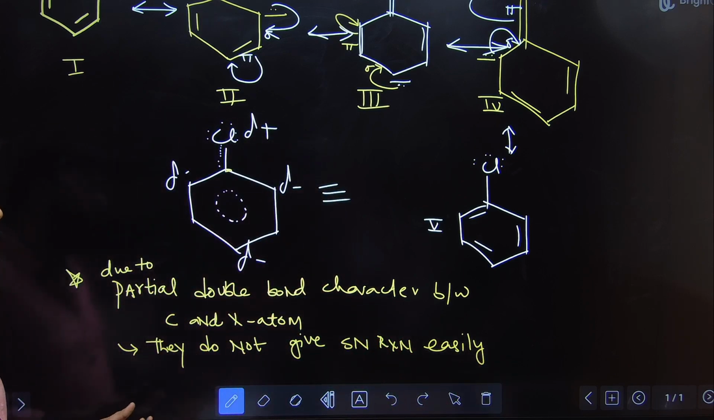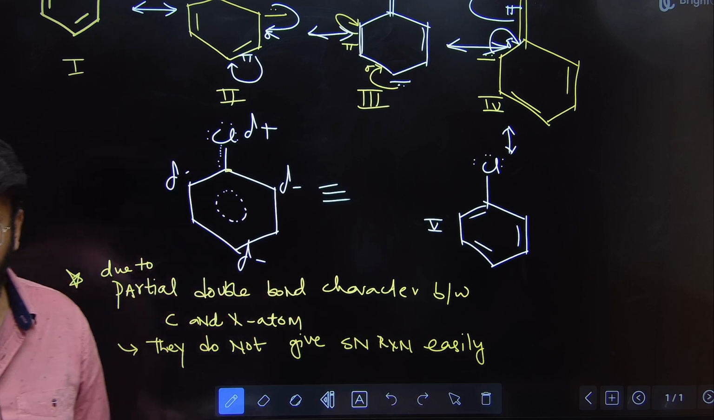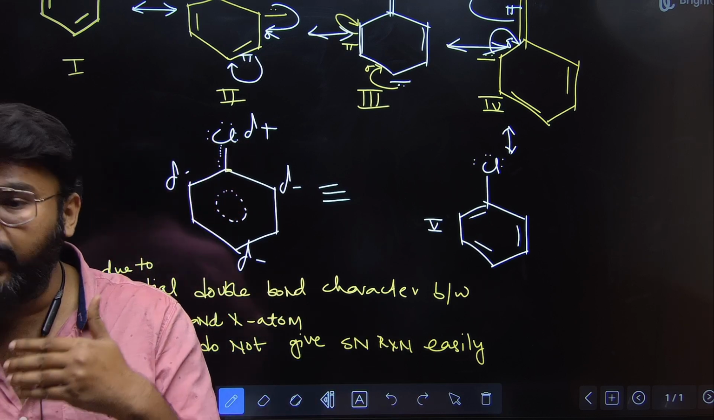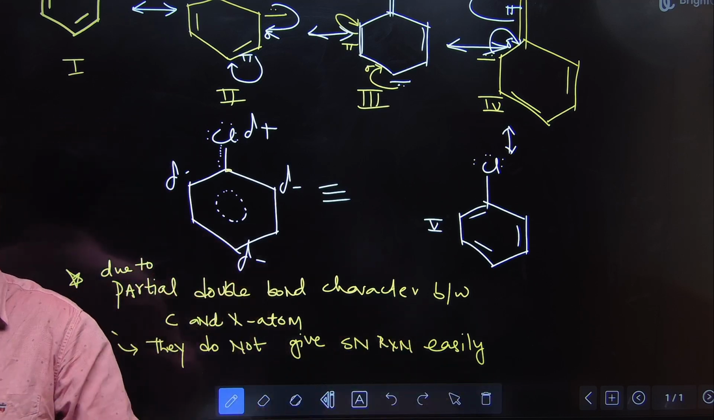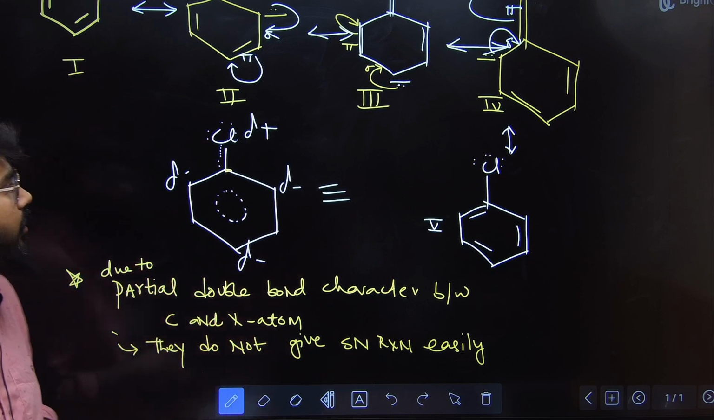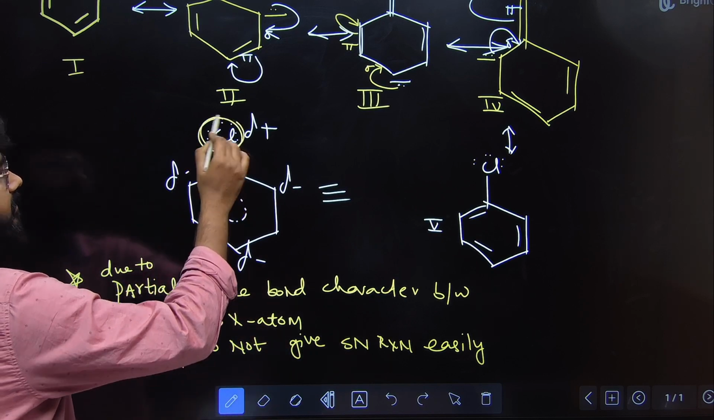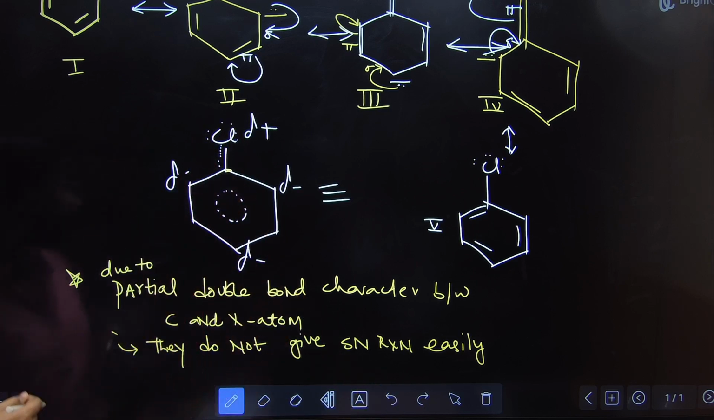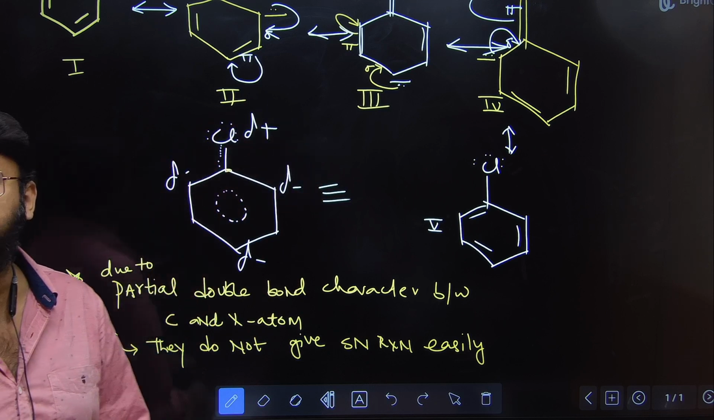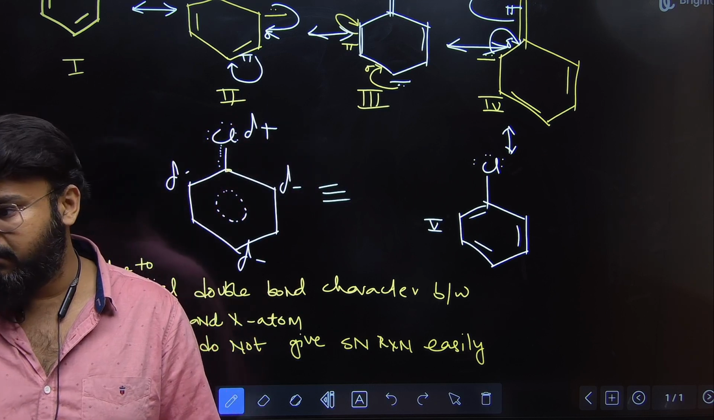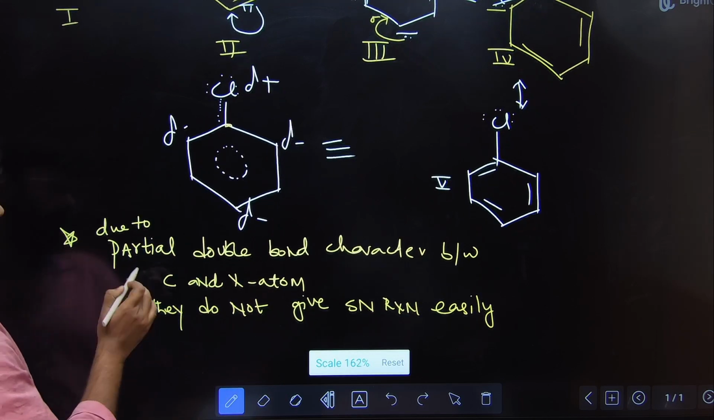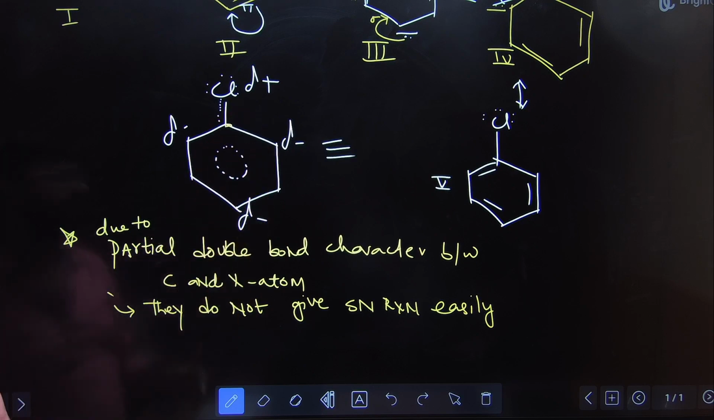They do not give nucleophilic substitution reaction easily because nucleophilic substitution reaction happens only when one is removed, then the other replaces, right? If the one is not going to be removed, the other can't replace it. So the halogen, the chlorine, is the nucleophile here. If this is not leaving, the new one cannot come. Substitution will not happen. Clear for everyone? So this point is very important and you have to show the resonance.